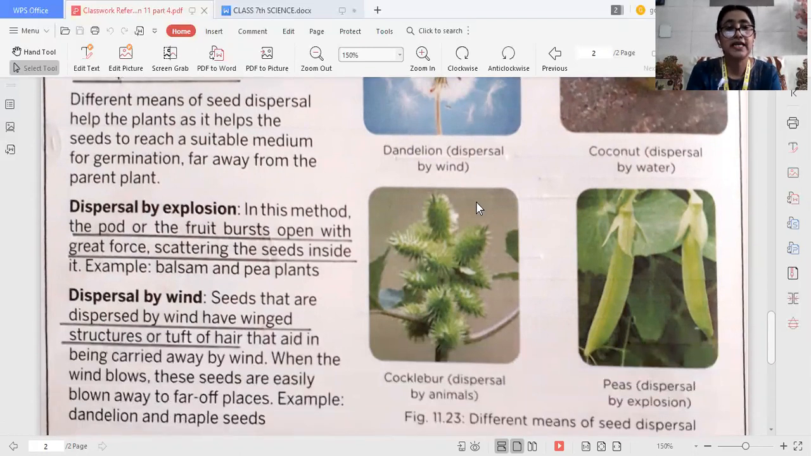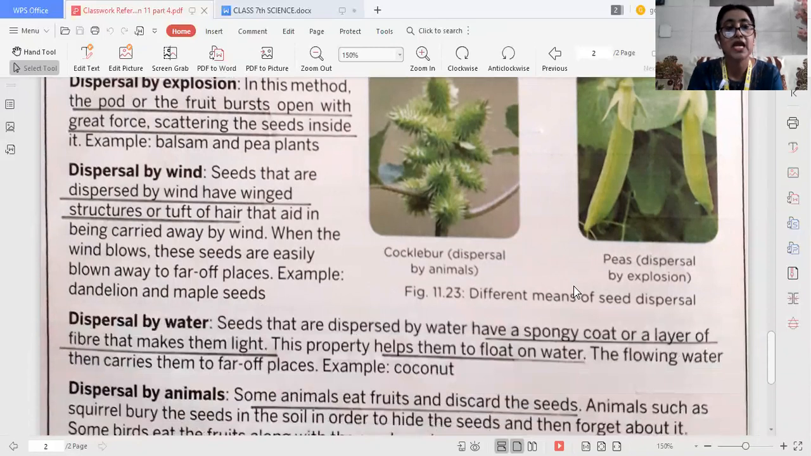First of all, we will see what is the dispersal by explosion. When the pod, you can see here, this is the pod, or we can say it is a fruit or pod, bursts open with a great force, the seeds scatter, and this is the dispersal by explosion. Mostly it occurs in the pea plants and balsam.